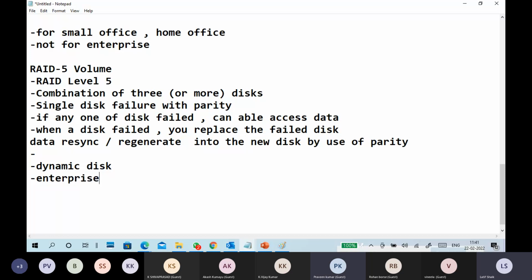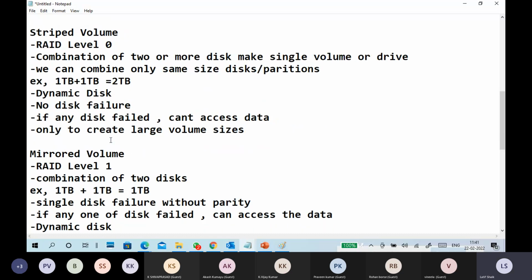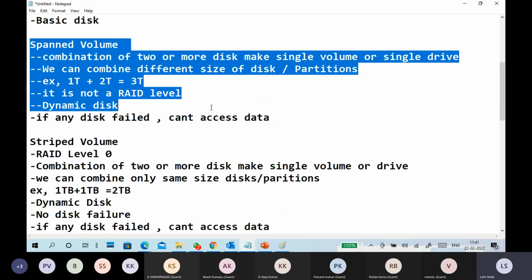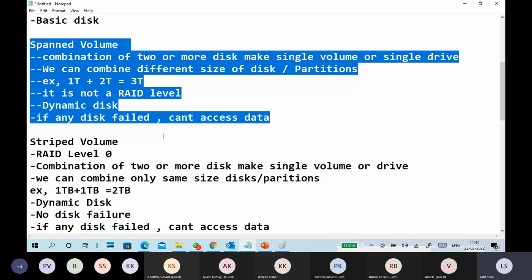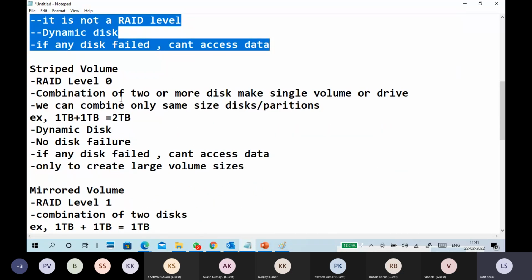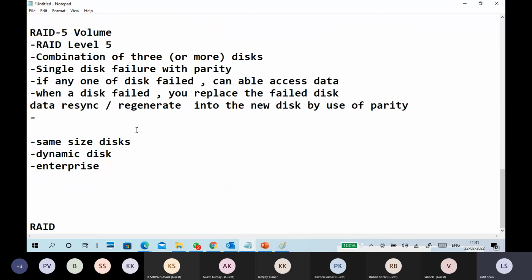Sir, in a RAID 5 volume, can different sizes of disk or the same size of disk be combined? Same size disk. Very good. Only in a spanned volume, because it's not a RAID level, can we use different sizes. But for striped volume, mirror volume, RAID 5, we use same size disks only, dynamic disk only, and RAID 5 is enterprise level.